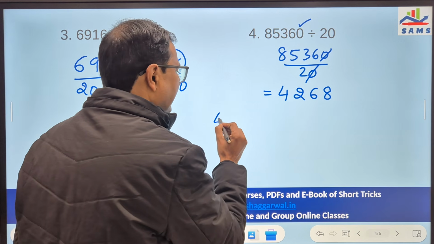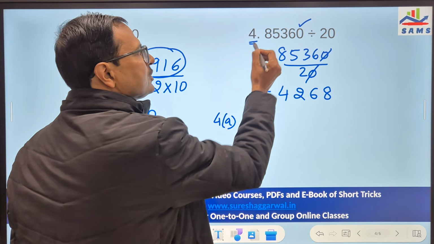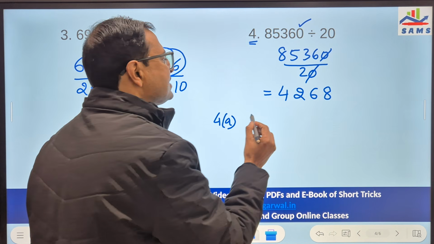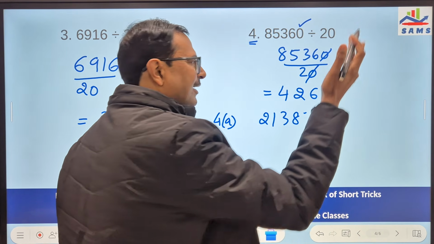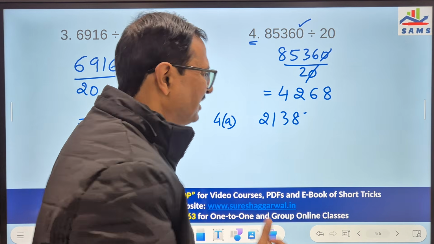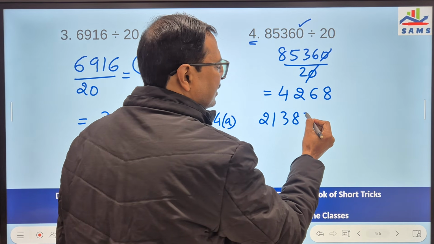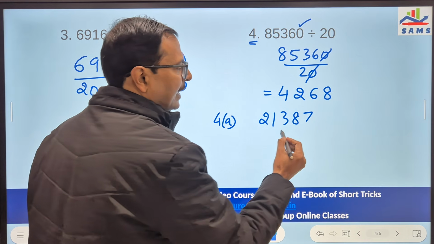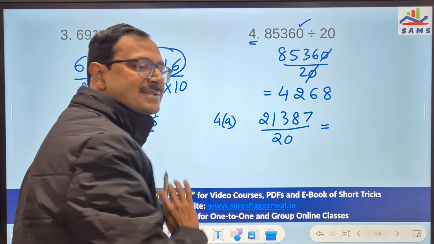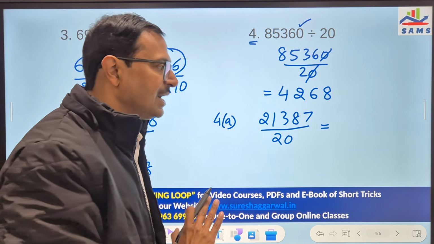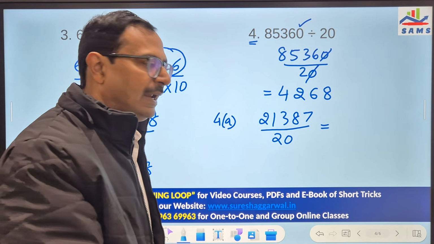So I'll take another example. Suppose you have 2, 1, 3, 8, 5. Let's not take 5, it's a multiple of 5, right? So let's take maybe a 7 here and I need to divide that by 20. So let's take the half of this 2, 1, 3, 8, 7 first and then divide it by 10.